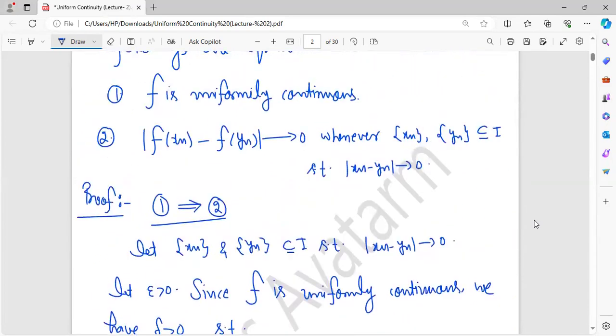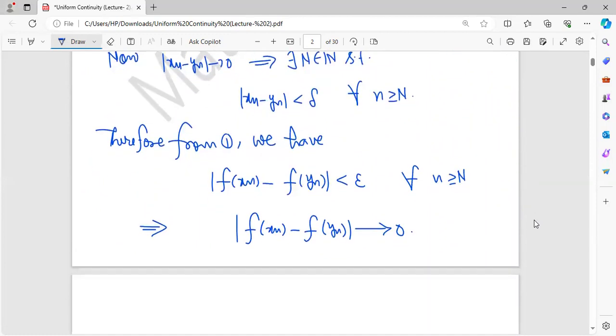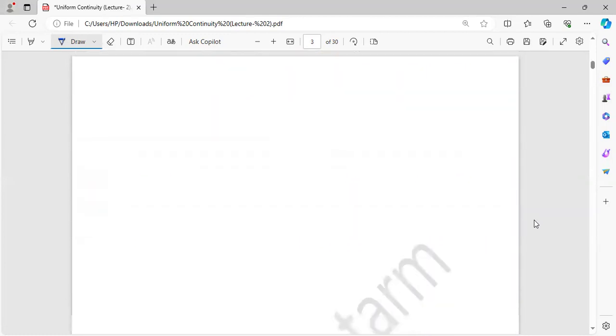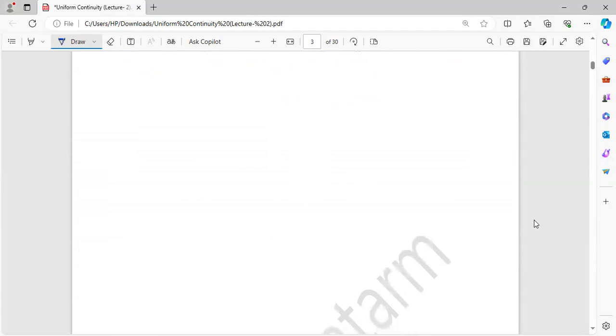Now we are going to prove 2 implies 1. We are considering the second statement, and we are going to show that f is uniformly continuous.